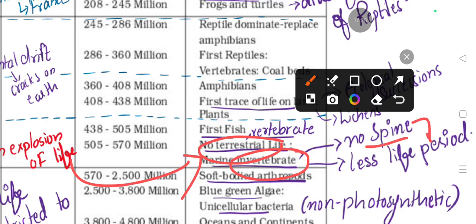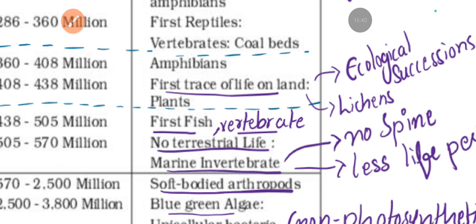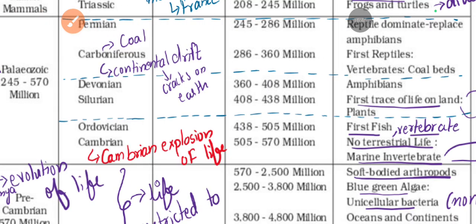So the organisms which do not have a spine will not live for a longer period of time. Spine gives flexibility to the organism to hunt, to eat, to observe things, or to do many activities which help in elongation of the life period. But invertebrates will have a shorter life period. Remember this. All of this happened during the Cambrian period.